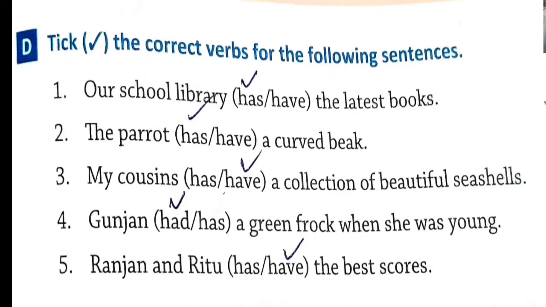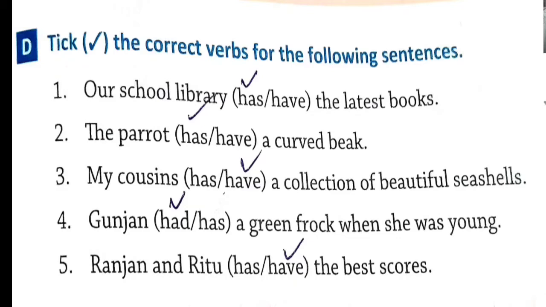Gunjan, had or has, a great green frock when she was young. You can see we are talking about the stage of Gunjan when she was young. Now she is not young, means we are talking about the past tense. So we have to use had. I have told you when it is in past perfect tense we have to use had. So in this case, Gunjan had a green frock when she was young.